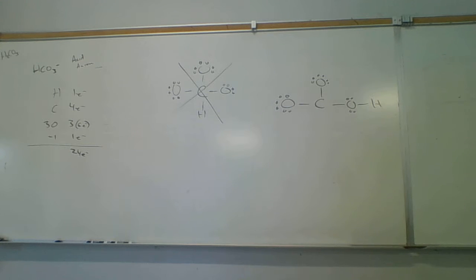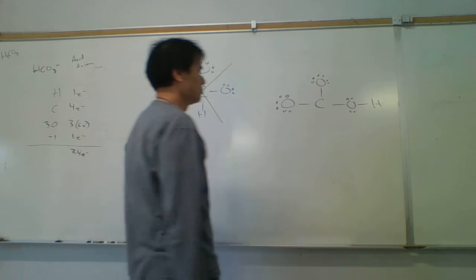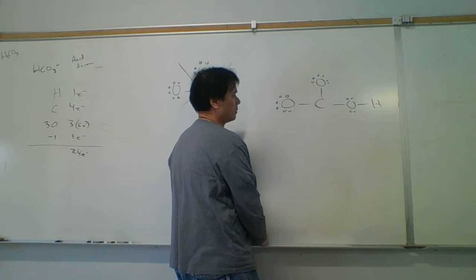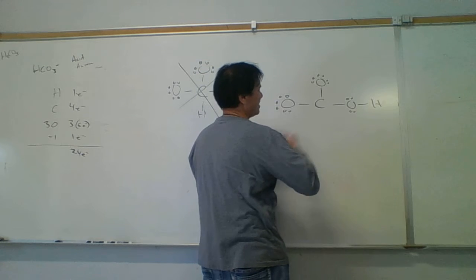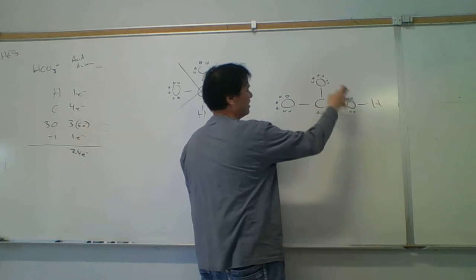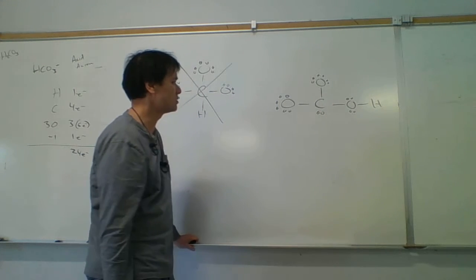This is why it's something like acetic acid. Acetic acid has 4 hydrogens, but only one of those is acidic. The other 3 are bonded to carbon. Okay, so what we're going to do is complete the octets on everything. If we complete the octets on everything, this is what we get.